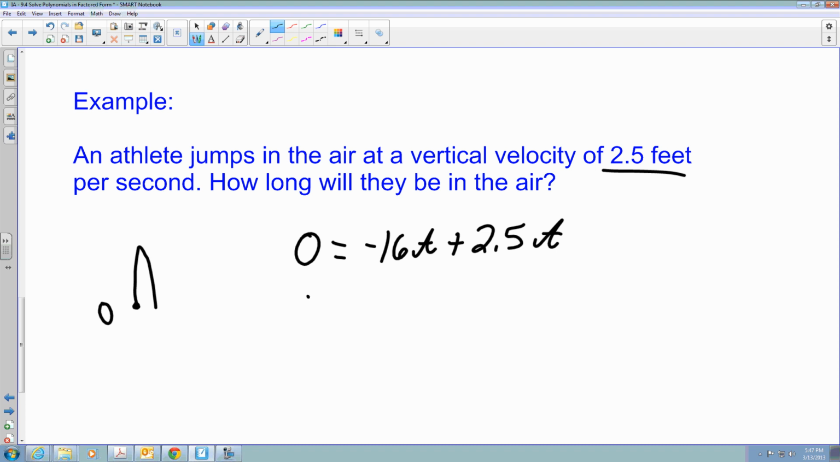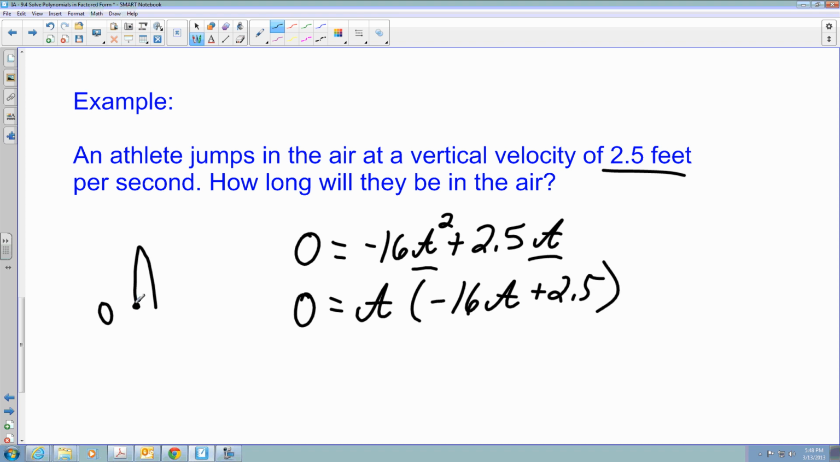So I can say 0 equals, now I can use the greatest common monomial factor to help us out. So let's look at the numbers first. What can I take out of negative 16 and 2.5? Because the 2.5's there, there's really no clean integer that's going to help me here. So the only thing that will help me here, this is actually t squared, I'm sorry, is if I can take out a t. So I'm going to say t, and then in parentheses I'm going to say negative 16t plus 2.5.